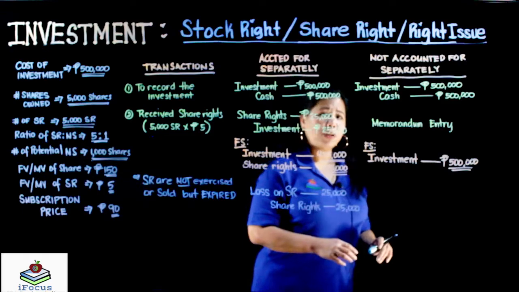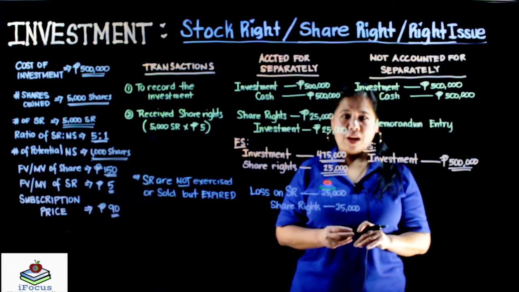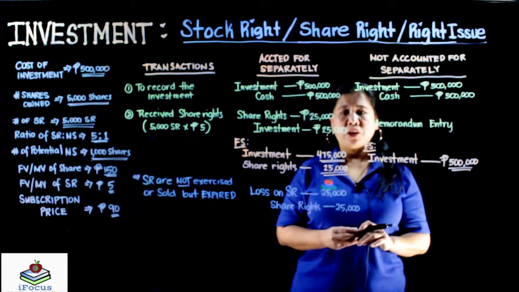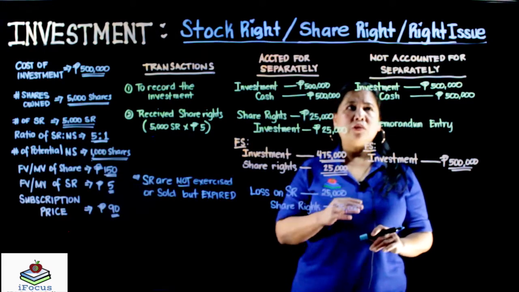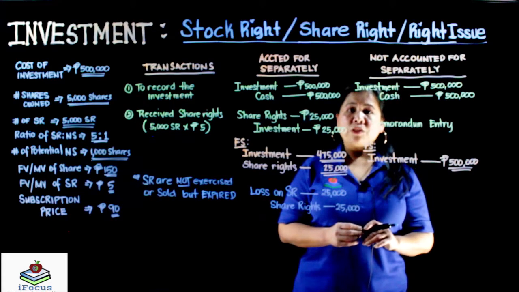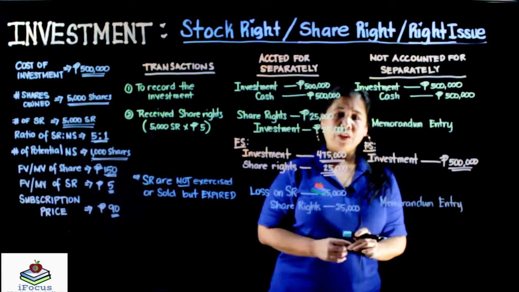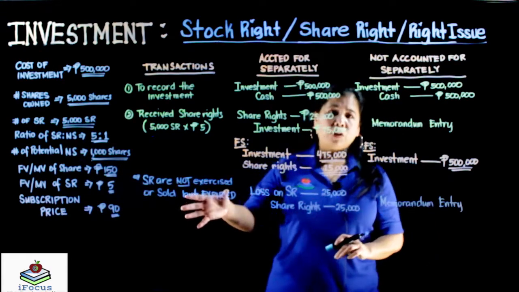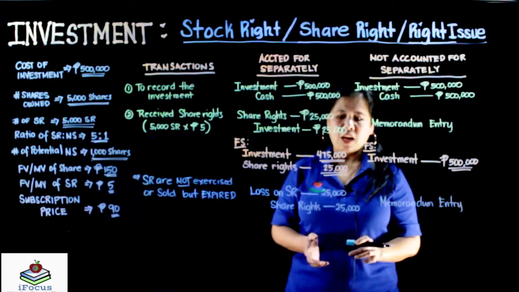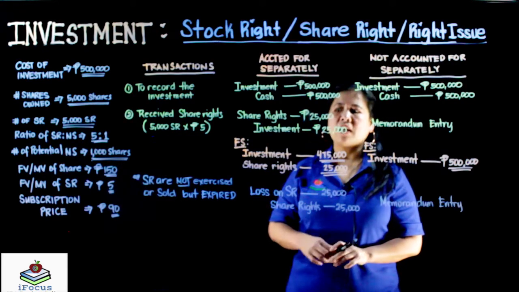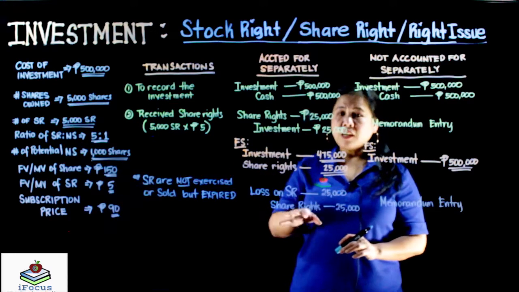Under not accounted for separately naman, dahil wala siyang share rights na account, memorandum entry lang ang gagawin niya. Nagsasaad na itong 5,000 share rights na na-receive niya from the investee ay na-expire na po. So, memorandum entry lang po dito sa not accounted for separately. So, kung ang tanong sa problem mo ay kung magkano ang carrying amount ng kanyang investment after na-expire na yung kanyang share rights at hindi niya na-ibenta, hindi niya na-exercise, dito sa accounted for separately, ang kanyang investment ay 475,000. At wala na siyang share rights kasi sinero out na po natin yon.